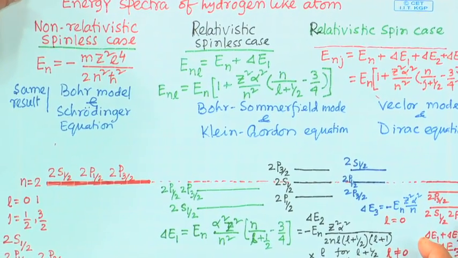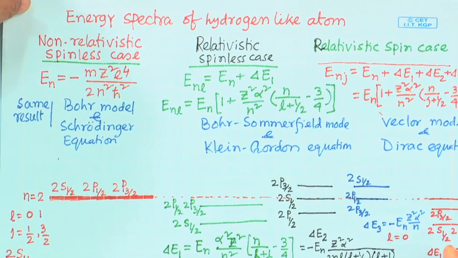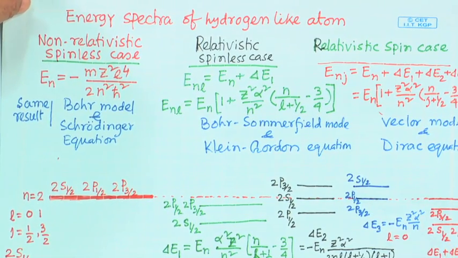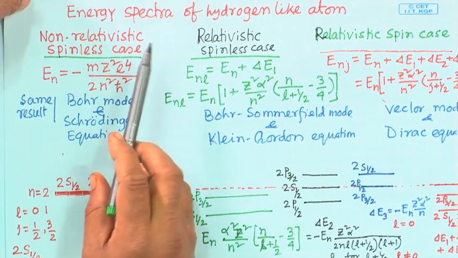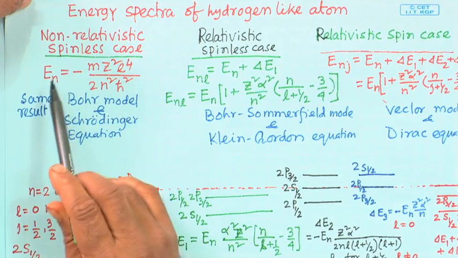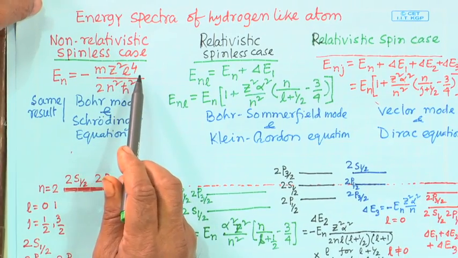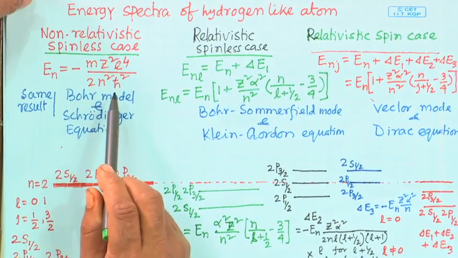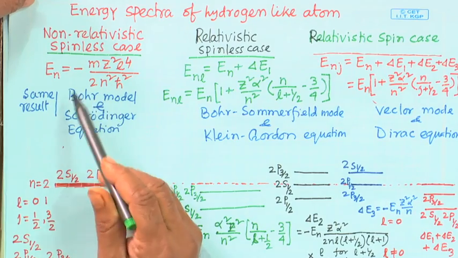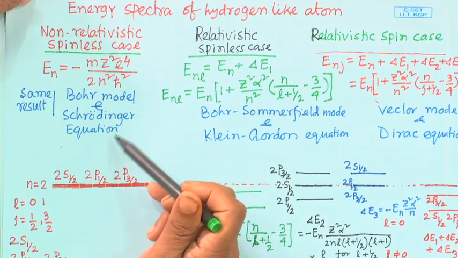So, ultimately what did we get? Ultimately we got this energy expression, which means we can get the energy spectra of a hydrogen-like atom. We have seen so far that for the non-relativistic spinless case, the energy is En equal to minus m z square e to the power 4 divided by 2 n square h cross square. Okay. So, this is the same result from the Bohr model and also the Schrodinger equation.